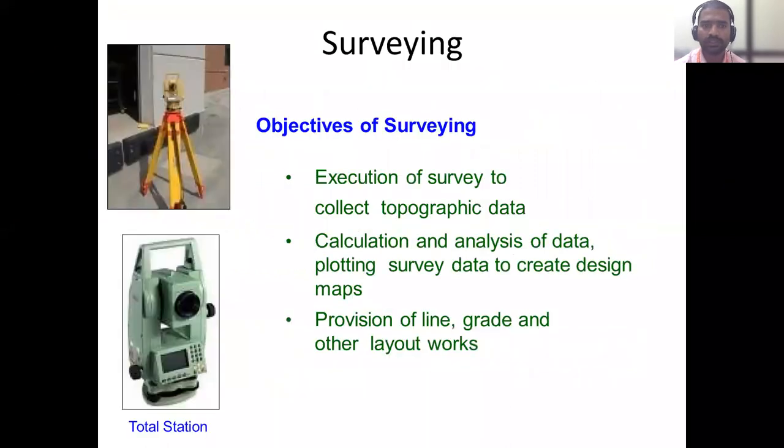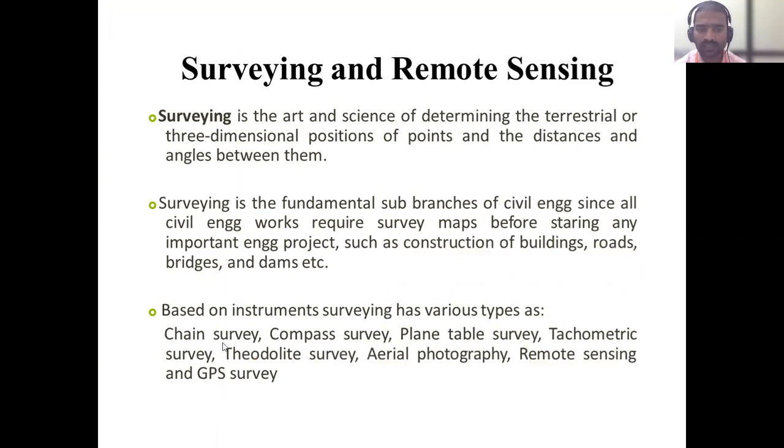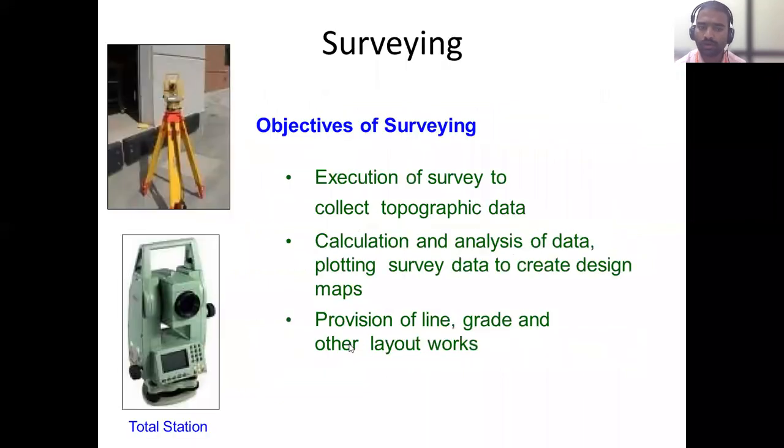See, in surveying these are the instruments. This is called a total station. From this instrument you can carry out all the types of surveying I mentioned here: chain surveying, compass surveying, plane table surveying, tachymetric surveying, theodolite. So the cost of this instrument is more than 5 lakh rupees. See how much it is? It is only a small box, but the cost is more than 5 lakh. It will do all types of work. This is theodolite.